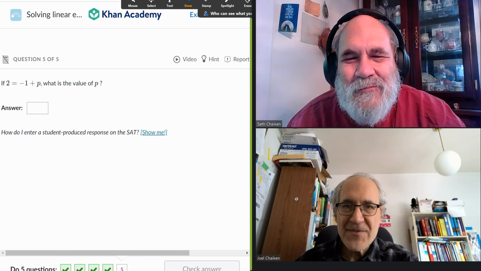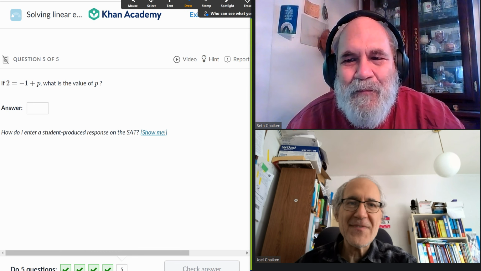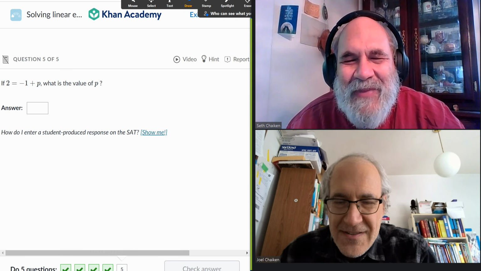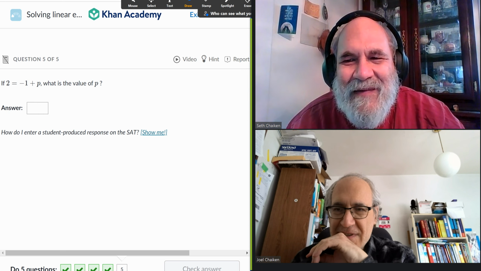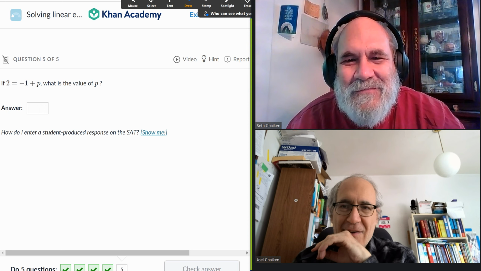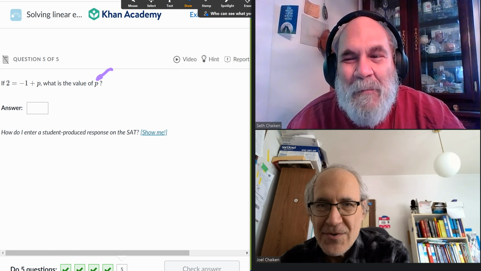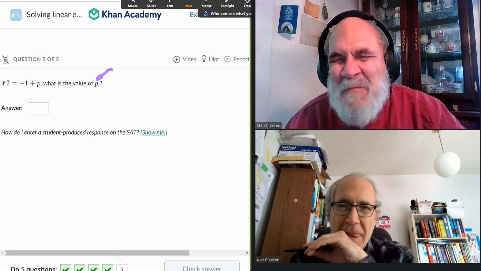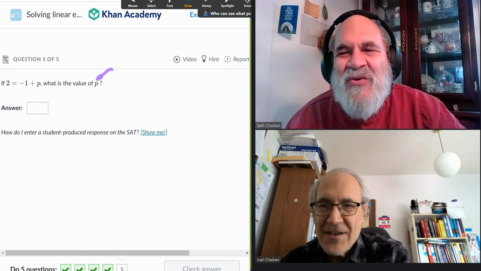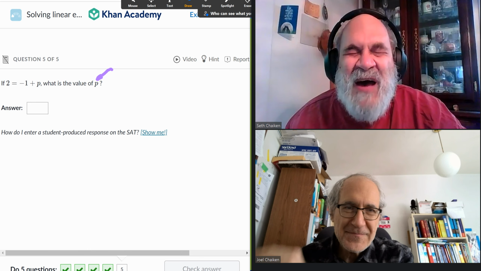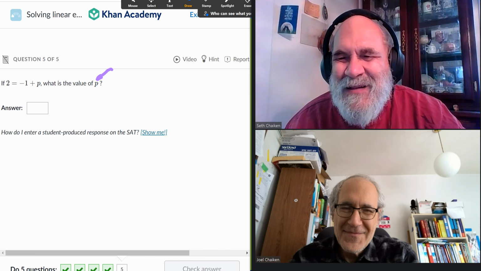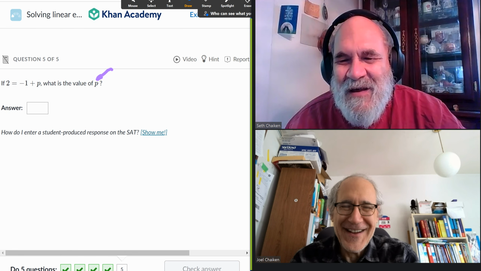Okay, so this is the first question. This is 5 of 5 of the easiest section. This is a pretty simple question. If 2 is negative 1 plus p, what is the value of p? The goal when you're solving an equation is to find the value of p. There are 2 ways. It's obviously 3.